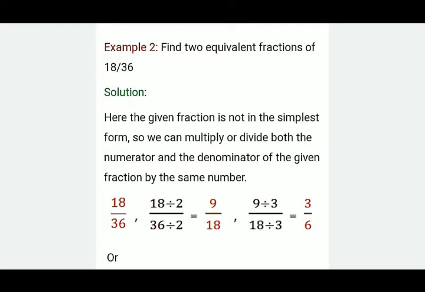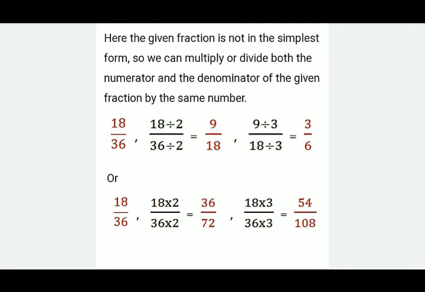Now why here are we dividing 9 by 18 by 3? Because we know that 18 by 36 will be equal to 9 by 18. So whatever answer we get by dividing 9 by 18 with 3, that will also be equal to 18 by 36. Or here the second method is given.